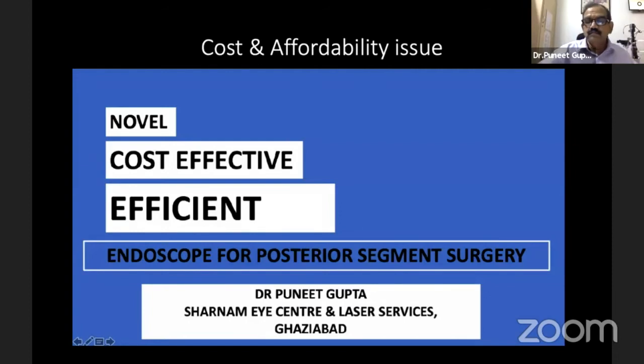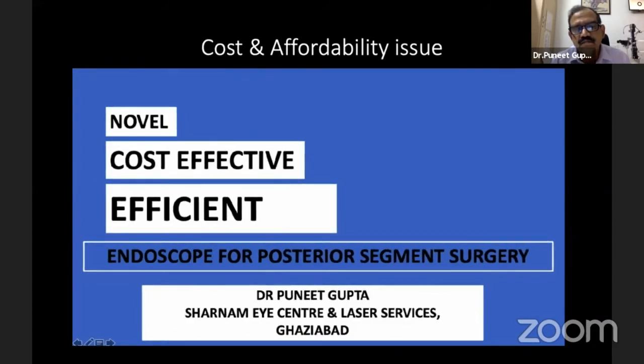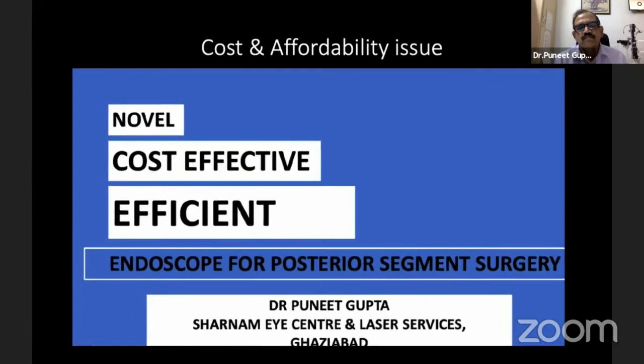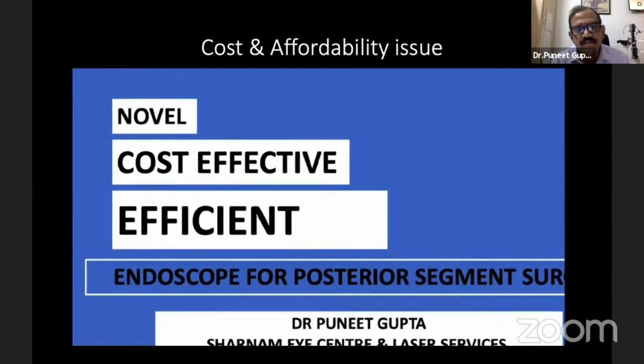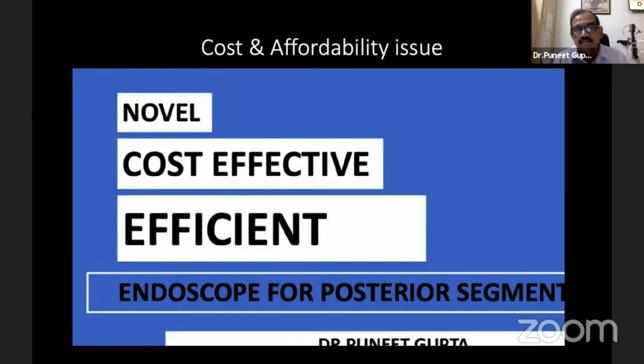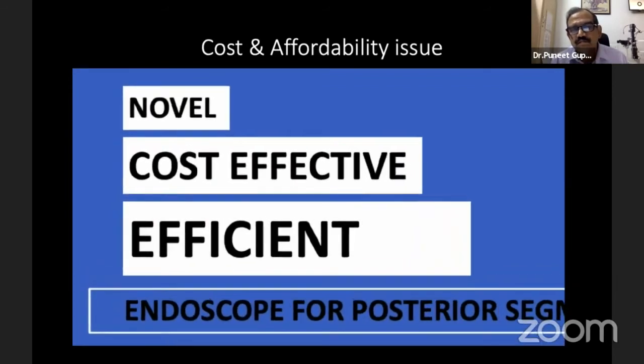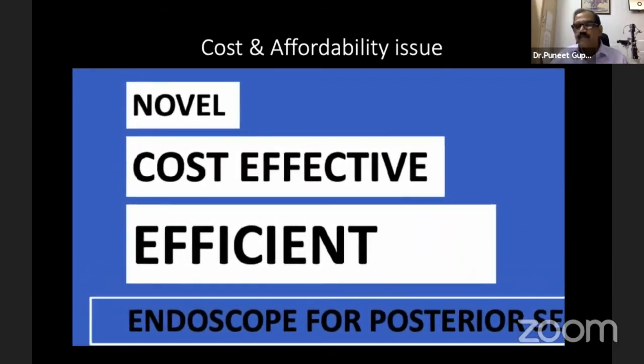Endoscopy is undoubtedly a versatile tool for diagnosis and treatment of complex vitreoretinal conditions. I think there are two main reasons for endoscopic surgery not being popular. The first is the cost of the equipment, and the second is insufficient image quality because of outdated components. I am presenting a novel, cost-effective, yet efficient modified portable camera endoscope for VR surgery.